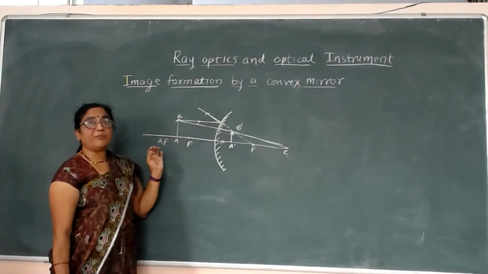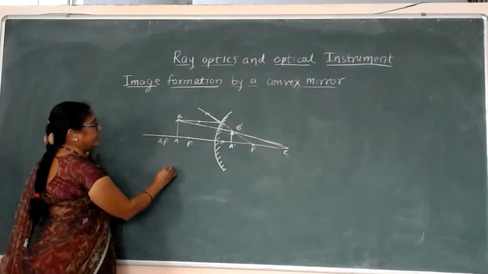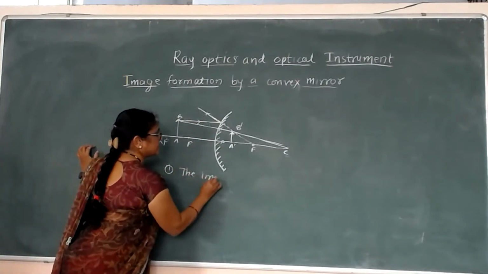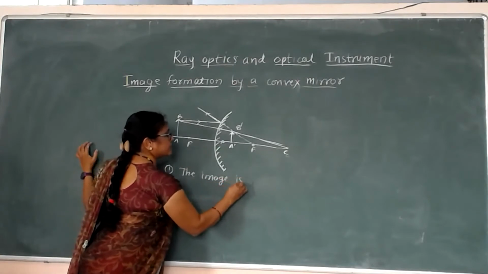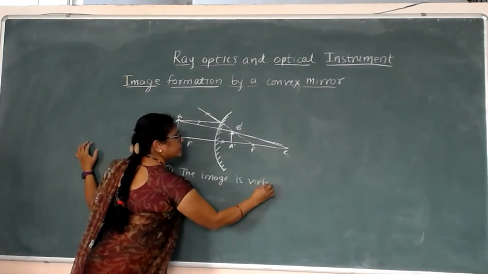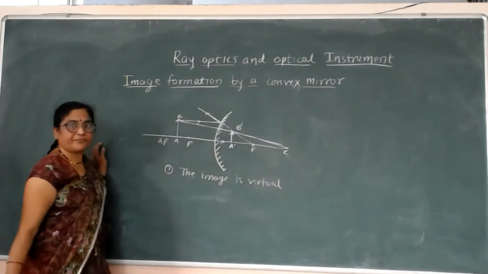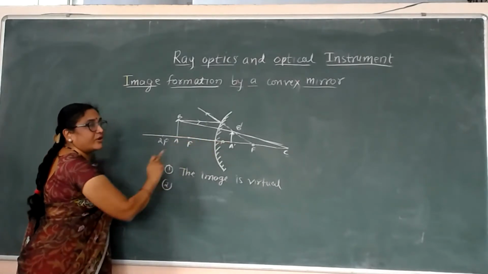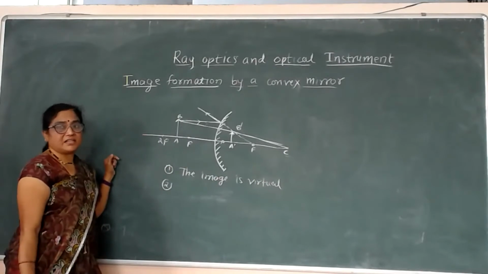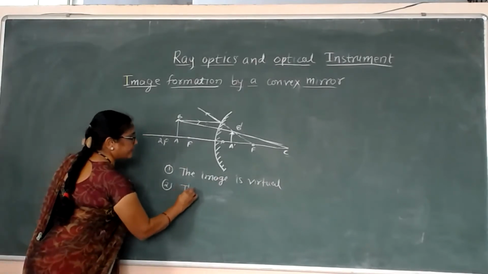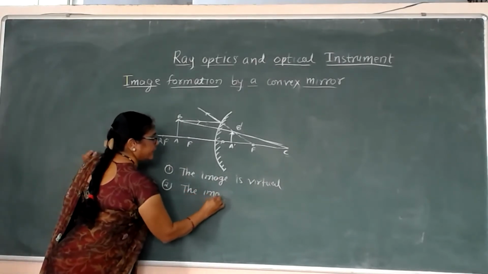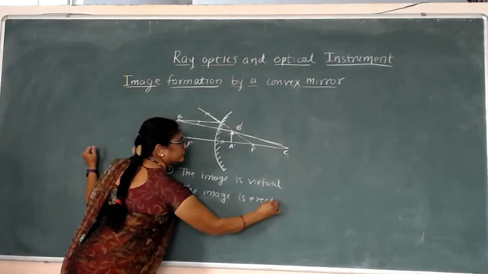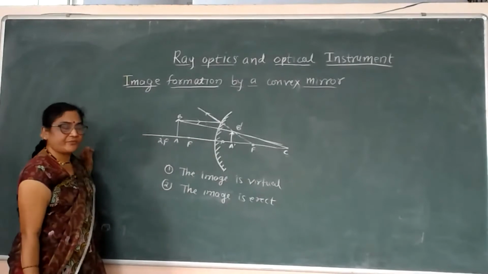When we explain this image formation, the first point is that the image is virtual. See the second point. The image is erect. What is the meaning of erect? As it is. So the image is erect.